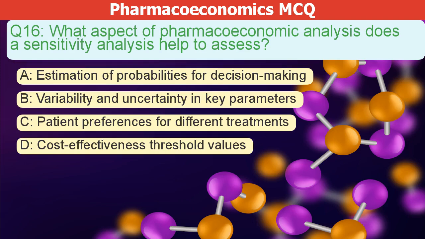What aspect of pharmacoeconomic analysis does a sensitivity analysis help to assess? A. Estimation of probabilities for decision making. B. Variability and uncertainty in key parameters. C. Patient preferences for different treatments. D. Cost effectiveness threshold values.